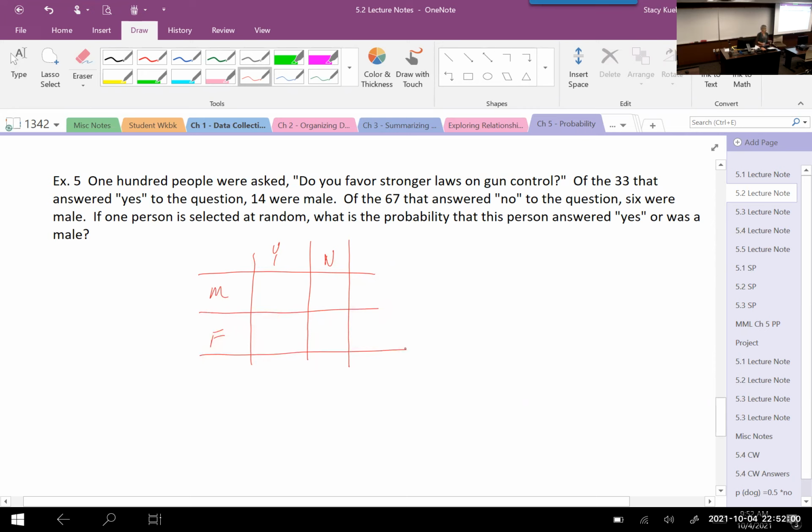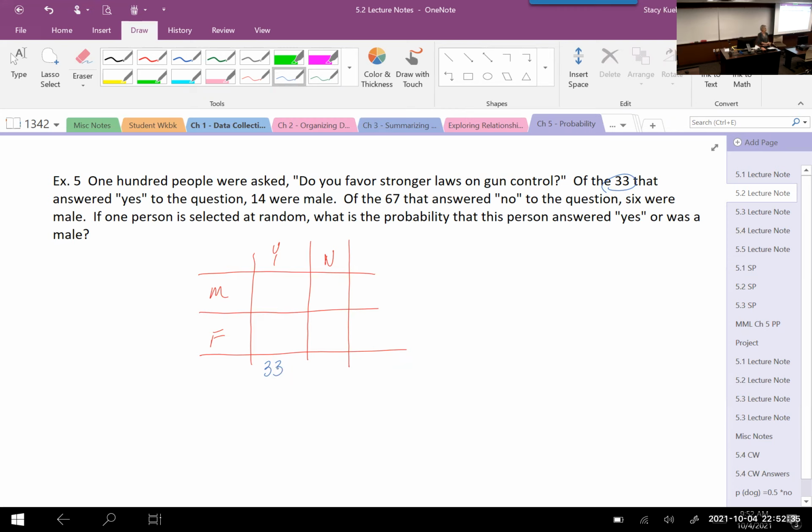Looking at the paragraph up here, it says, of the 33 that answered yes, what do I do with that number? What would that be? The total, right? So the 33 that we have here ends up going down in this row, column right there. So 33 of them answered yes. And what would I do with the 14?